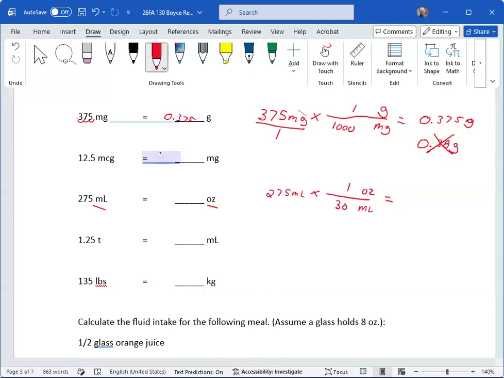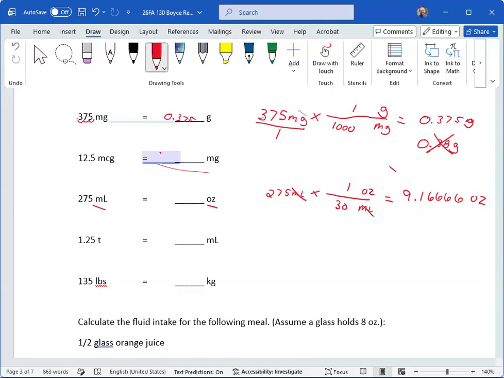Now, this is not going to be an even number, and that's somewhat intentional. What we're going to do is take our calculator, if I can find mine: 275 divided by 30, and I'm going to get 9.16 repeating ounces. So we're done with milliliters, and I get 9.1666, it just keeps repeating, ounces. We don't want that as an answer, so that's your clue to round.